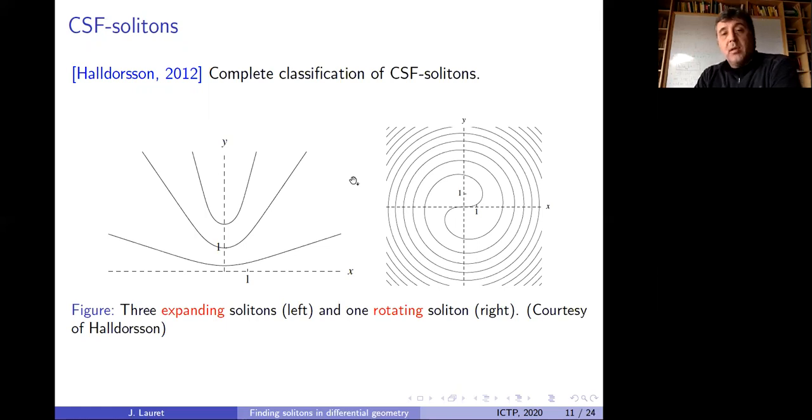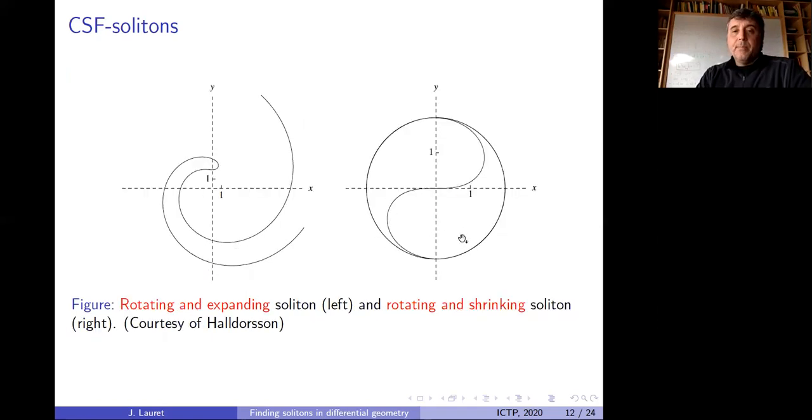I'm trying to show all the behaviors, but for each behavior there is a list, but the complete classification is really a list. So they are very, very special curves. You have here three expanding solitons, just expand, and this rotates, and well, you can rotate and expand, or rotate and shrink. This is tennis ball or yin yang, as you prefer.